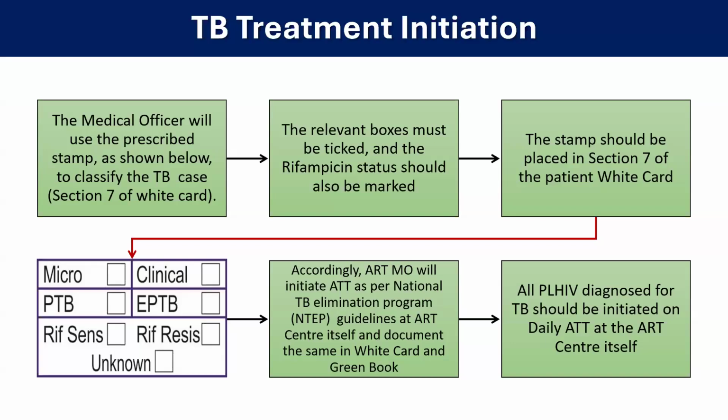In this particular section, you have to ensure that you enter what type of TB the patient has. And then the rifampicin status, whether it is sensitive or resistant, has to be clearly marked. Then the stamp should be placed in section 7 of the patient's white card. This is the stamp we discussed earlier, and it will be placed in the patient's white card.